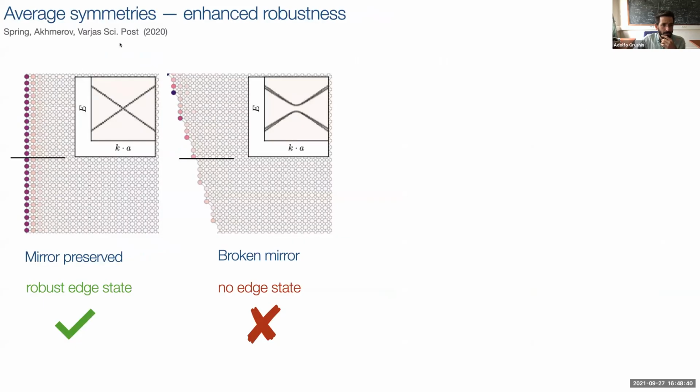Here's an example from a paper that I like, but I was not part of. So in crystals, you have mirror symmetries, as I told you, that can protect topological states at the edge. So here's the mirror plane that maps the upper part to the lower part. If you break the symmetry, then the edge state is no longer protected. It's no longer gapless. It has a tiny gap, proportional to how much you break the symmetry.